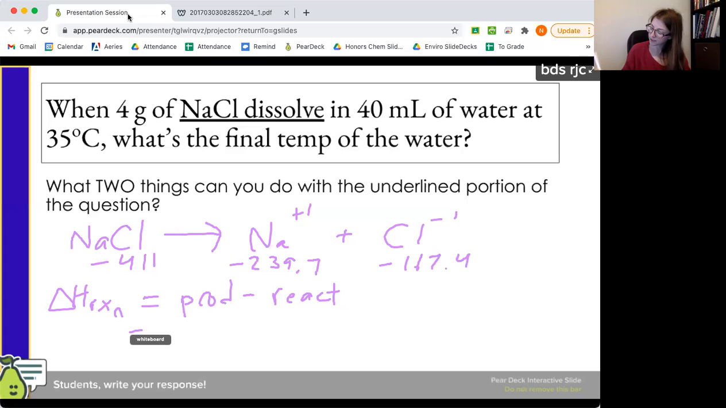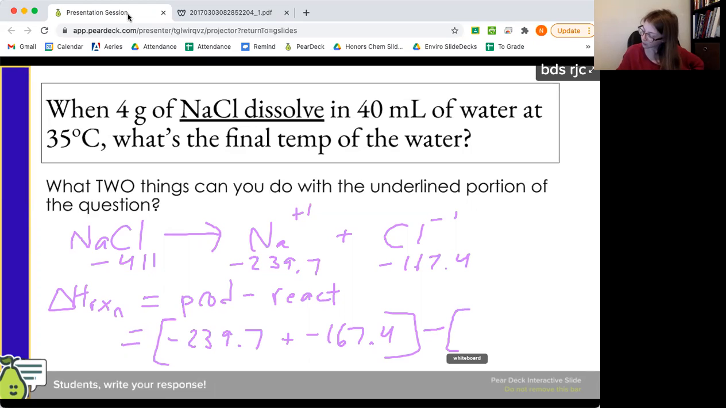And we can do products minus reactants. So the products, we have one, there are no coefficients. If there were coefficients in this balanced reaction, we would multiply each of these values by their coefficient, but we only have 1 sodium, so we only need 1 of the negative 239.7. We have 1 chlorine ion, so we need 1 of the negative 167.4, and then we subtract out our reactants. Also, there's only one NaCl, so only one value of the negative 411. And when I type this in my calculator, I get a positive, just double checking. Yes, I get a positive 3.9, and that would be kilojoules per mole.